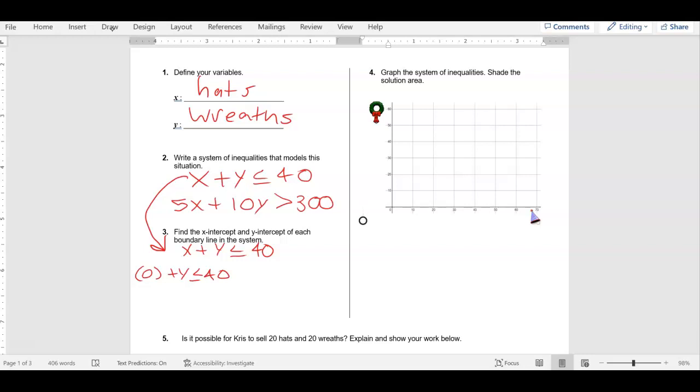Now, if 0 is there, it goes away. 0 means nothing. Scratch it out. So really we have y is less than or equal to 40. And then I'm going to do the same thing where I put a 0 for y. So I'm going to put x plus 0 for y less than or equal to 40. The 0 goes away. And now I have x less than or equal to 40.